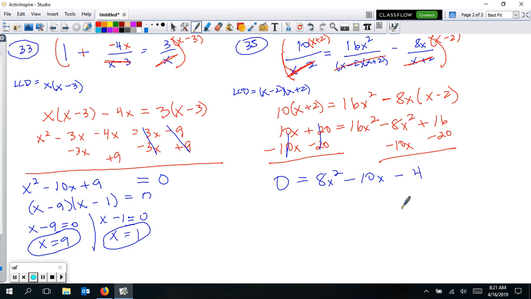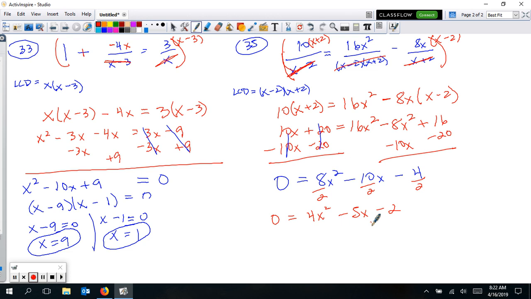So what I do notice is that the numbers 8, 10, and 4 are all even. I can reduce my trinomial here at least by 2. So if I divide everything here by 2, I can do that. Even the 0, if I divide 0 by 2, it's still 0, so I don't have to really worry about that. But we can divide all that by 2. So we get 0 now equals 4x squared minus 5x minus 2. This makes our numbers a little easier.